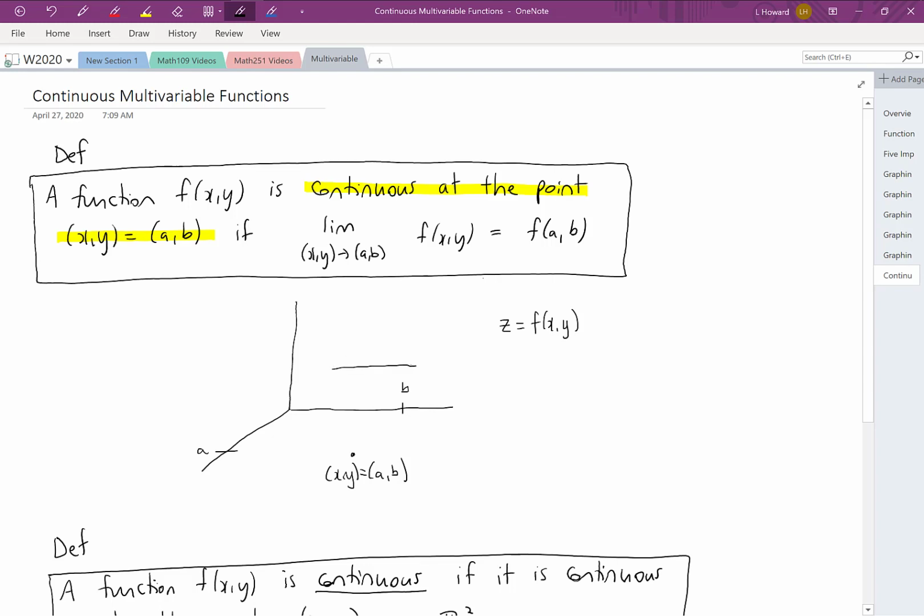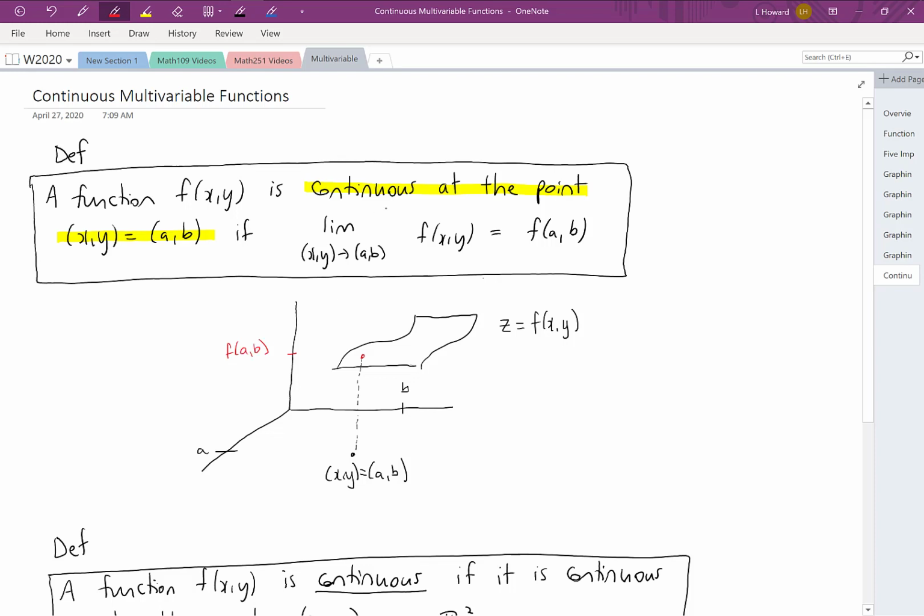And let's just say that surface looks something like this. We'll just represent it like that. So what we're interested in here is what's happening to the values of our function f of x y near this point (x, y) equal (a, b). So let's trace up to our surface here, and let's label that in red. Let's say that's our value f of (a, b). So we could actually mark that on the z-axis there. Let's say that's f of (a, b).